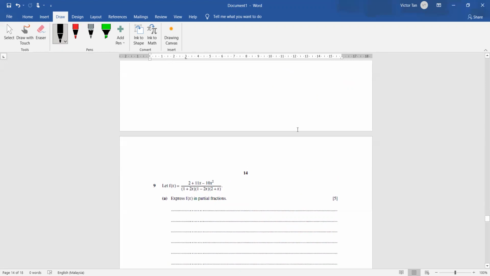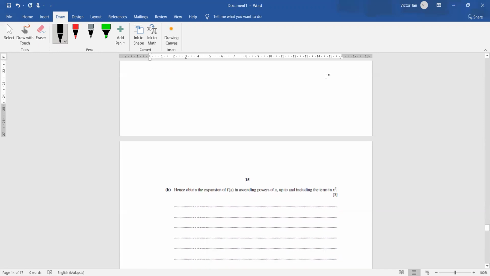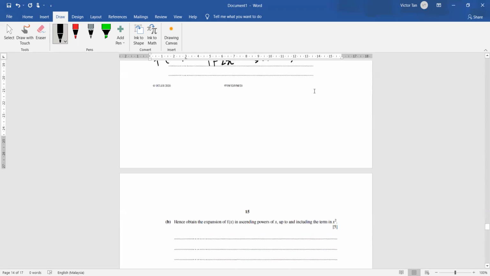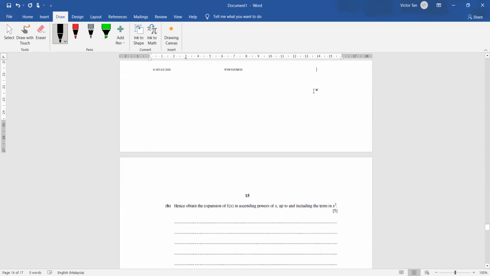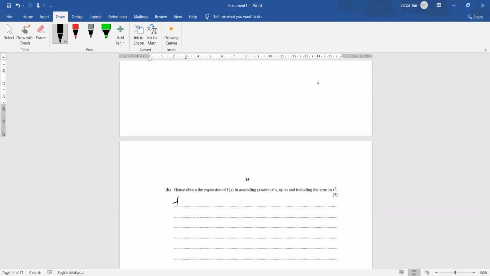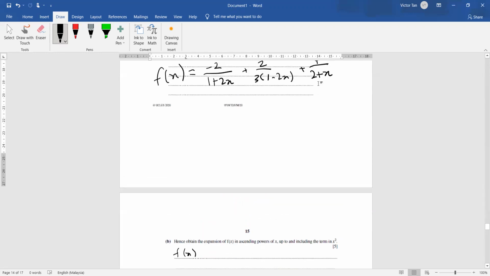Express f(x), oops, again. Hence, obtain the expansion of f(x) in ascending powers of x up to and including the term in x squared. So I'm going to write f(x) in its power form. Minus 2 over 1 plus 2x, plus a half, oops, okay, I'm going to put it as a minus.